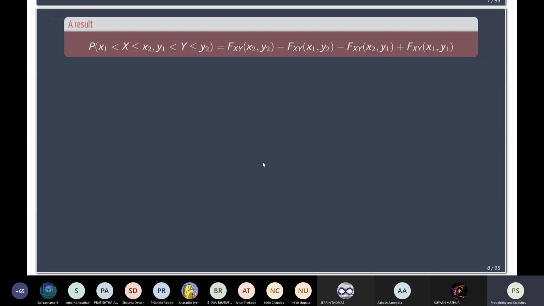Now, one of the important results that shows up a lot in calculations is finding probabilities in some rectangular region. If you observe this, it is nothing but a rectangular region in the domain, like a box constraint, where x goes from x1 to x2, and y goes from y1 to y2. If I draw it like this, I have regions like this.